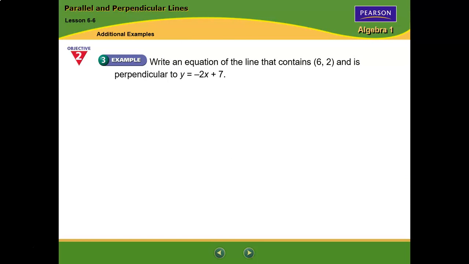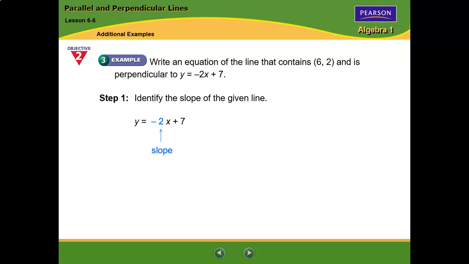All right, it says write an equation of the line that contains the point (6, 2) and is perpendicular to the line y = -2x + 7. Now, at first glance, this looks just like the exercises that we completed last week. The only difference is here that we are talking about perpendicular lines now instead of parallel lines. But other than that, the work is the same. So the first thing we have to do is take the given line, which is y = -2x + 7, and we have to identify its slope. And we can see here that the slope is -2. So step 1, identify the slope of the given line.